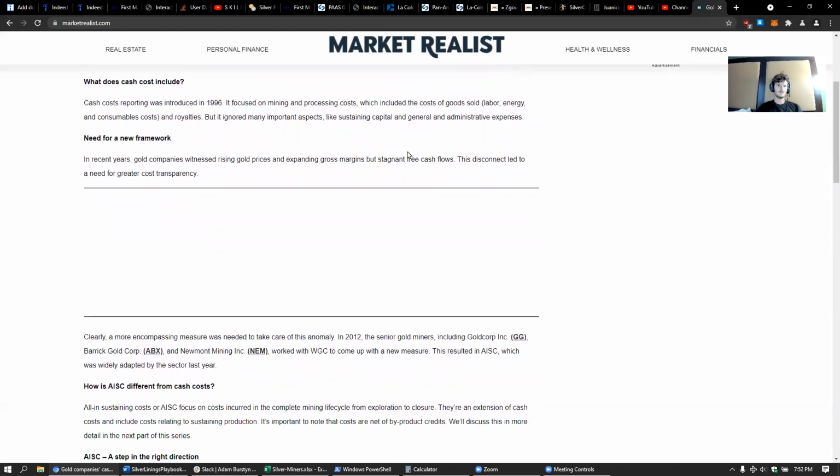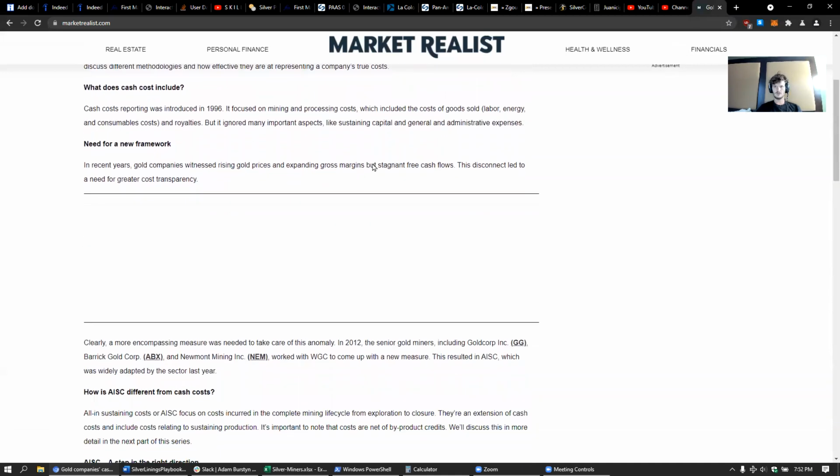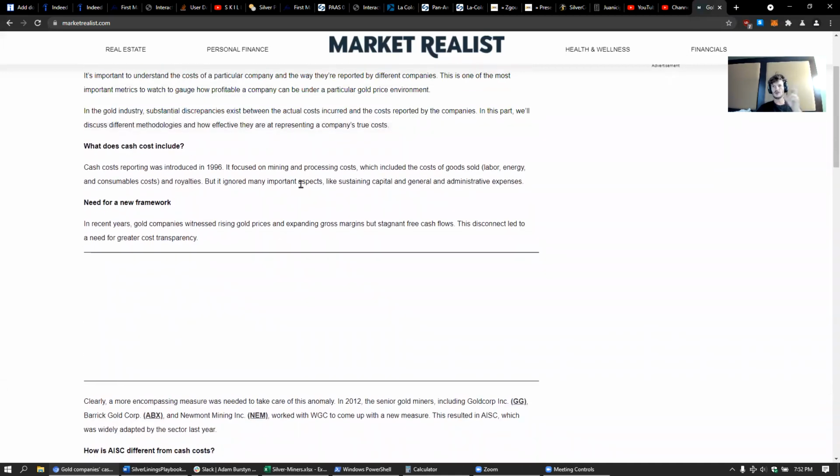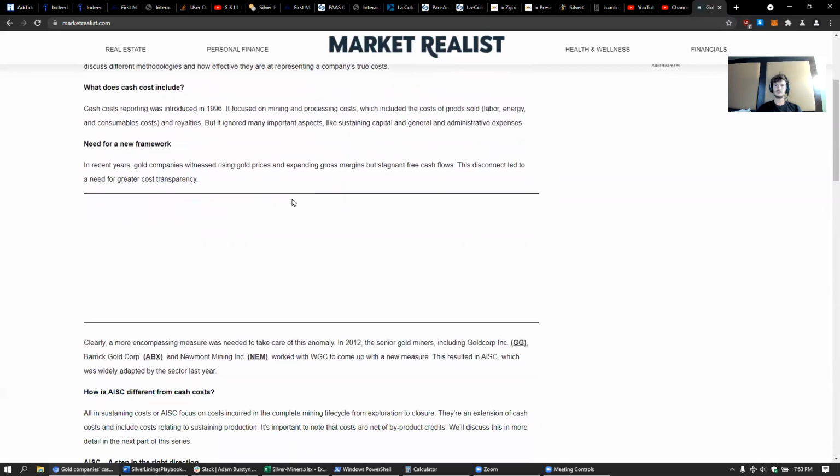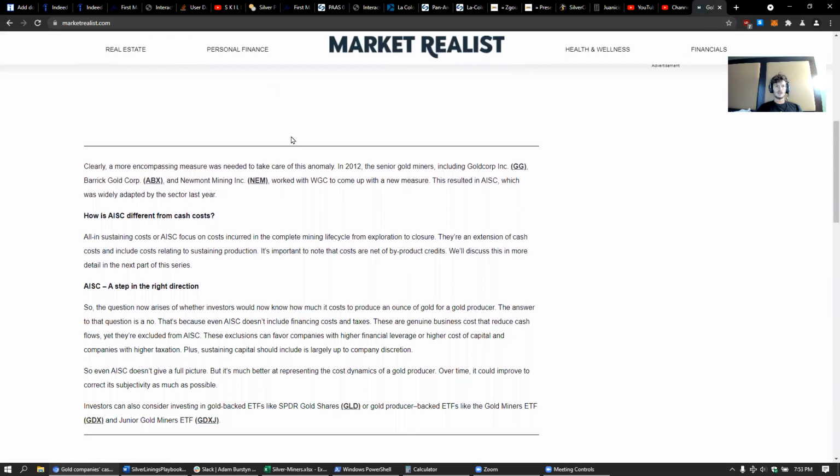Now, when was this article written? 2014. Now we're seeing that new era potentially start for certain precious metal miners, especially gold and silver. Once again, I think silver is going to go far higher than gold. And even after this article was published, we definitely saw quite a few silver miners and gold miners, or just miners in general, having negative free cash flow, or at least stagnant. So clearly a more encompassing measure was needed to take care of this anomaly.